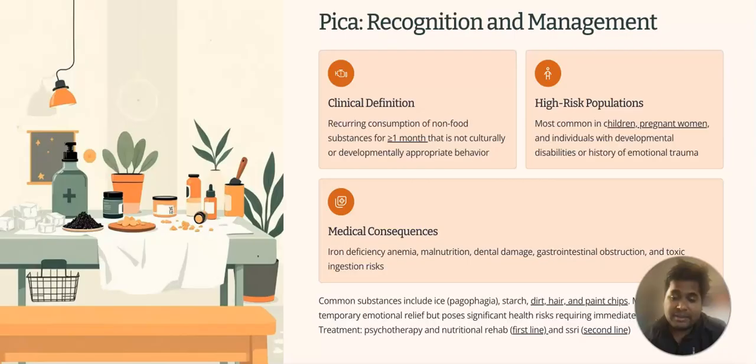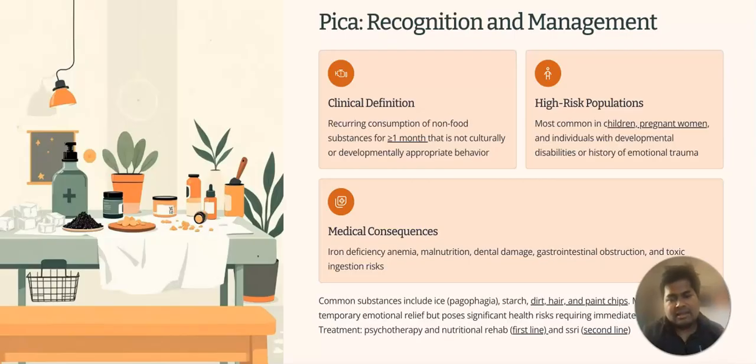The scenario must be hinting towards eating disorders too. And when the person with Pica eats these non-nutritional things, they feel temporary emotional relief on eating them. So they tend to eat this, and since they are eating non-nutritious food, this means children, pregnant women, and people with developmental disabilities and emotional trauma.